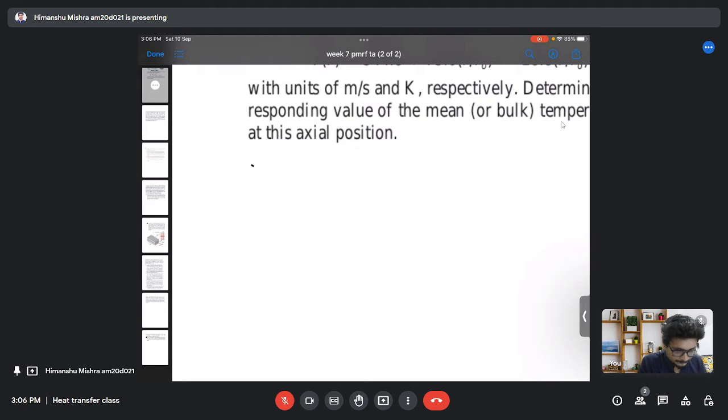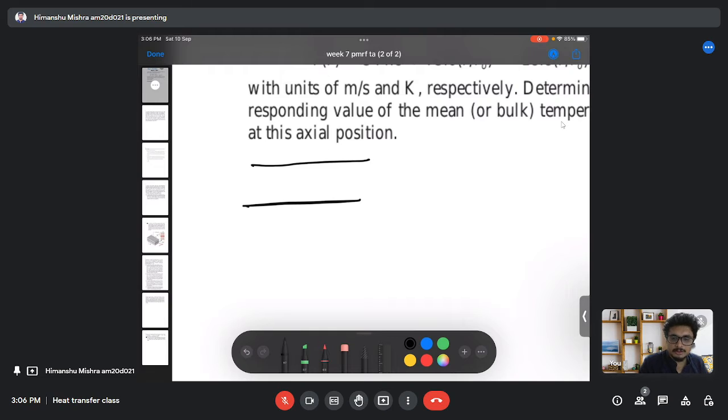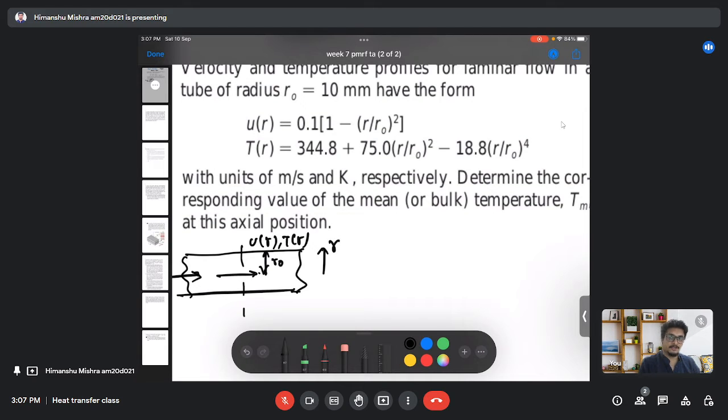So we have a tube given in the question, and there is a flow. This is my radial direction, and this is my R0. The temperature and velocity are changing in the radial direction, not in the flow propagation direction. We are given the velocity and the temperature profile, and we need to find the mean value of velocity and temperature.